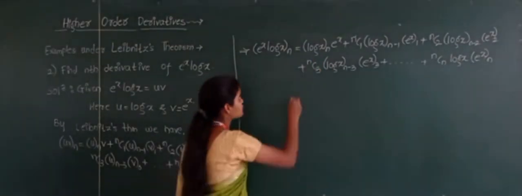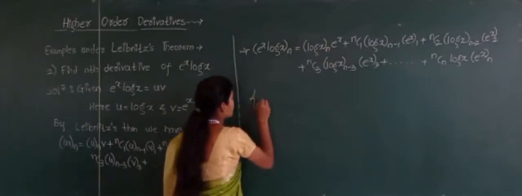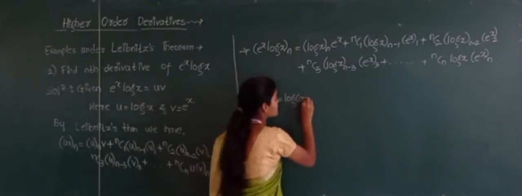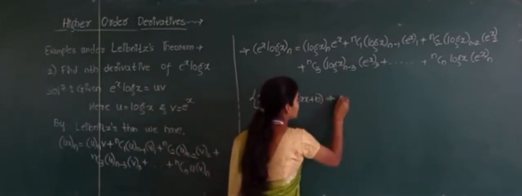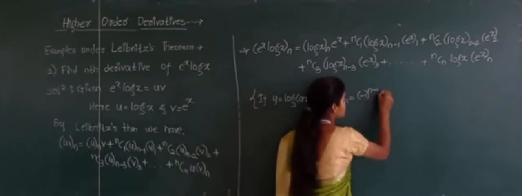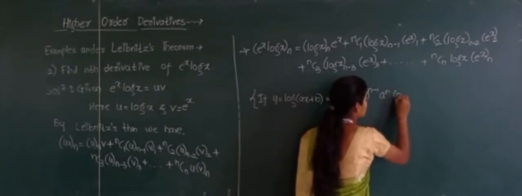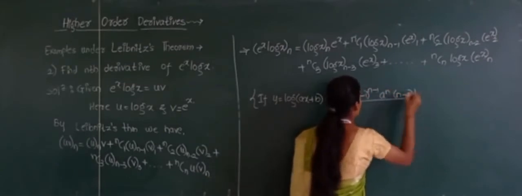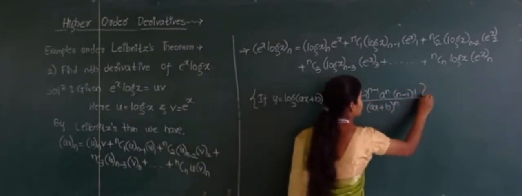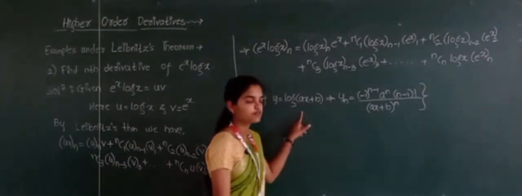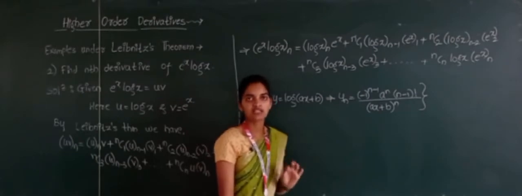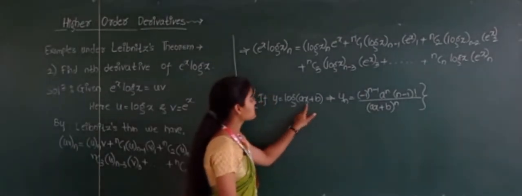Next, simplify this. So nth derivative of log x is there. I will write, if y is equal to log(ax plus b), that implies yn is equal to minus 1 raised to n minus 1, a raised to n, n minus 1 factorial, divided by ax plus b raised to n. So wherever we are using the formula, you have to write that. Everywhere you should give the reasons to get good marks in the exam. So by using this, I will explain.